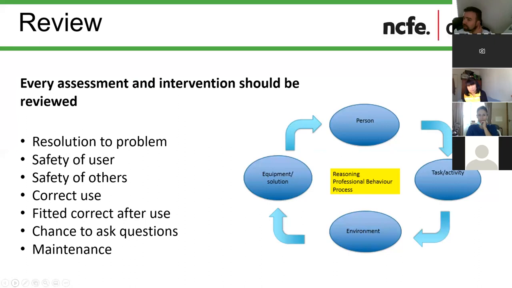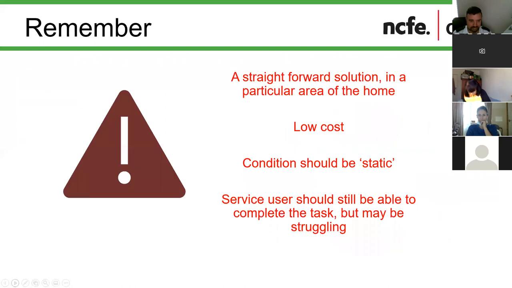Oh, and equally, the last one on there is maintenance. So with your equipment in your homes, if it's bought in, who is then going to maintain it? So the home may have a certain duty of care to PAT test and things like that. But if it's equipment from local authority, who holds the responsibility for that equipment and adaptations?